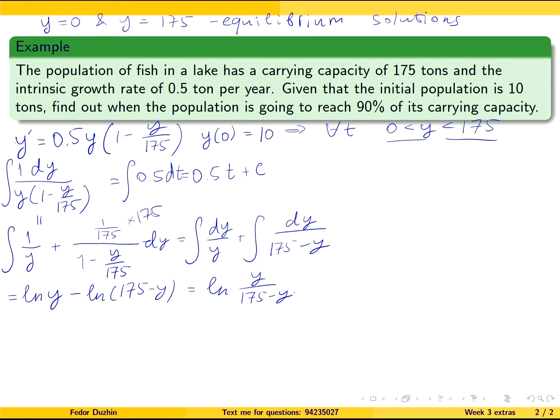The next step is to use the initial condition to find the value of c. So how do we do that? This is the left hand side of the resulting equation, and this is the right hand side. Right? So this is an equation in y. We need to solve it for y, but first we need to find c.